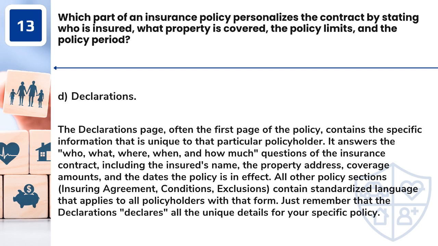Answer: D. Declarations. The declarations page, often the first page of the policy, contains the specific information that is unique to that particular policyholder. It answers the who, what, where, when, and how much questions of the insurance contract, including the insured's name, the property address, coverage amounts, and the dates the policy is in effect. All other policy sections, insuring agreement, conditions, exclusions, contain standardized language that applies to all policyholders with that form. Just remember that the declarations declares all the unique details for your specific policy.